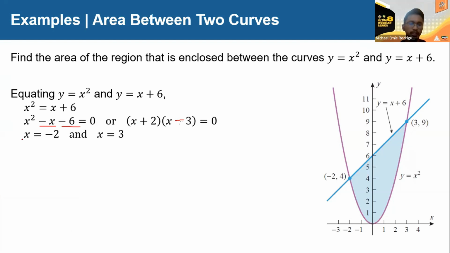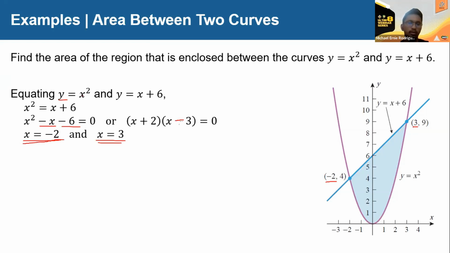So the points are x equals negative 2 and x equals 3. Do not intersect, no? So we have negative 2 and 3. Okay? Or, how do we get the y? Okay, those y values. So we just substitute any of these. Pwedeng negative 2, pwede ring 3 sa ating equation.